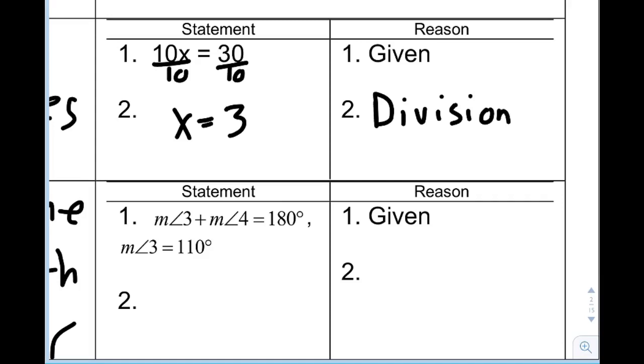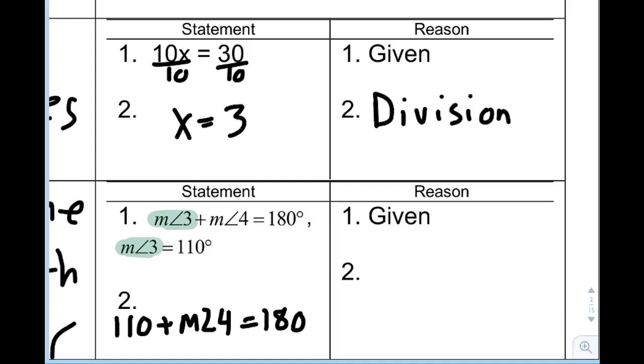This one we will use a lot. So this is an important one. Right here we've got the measure of angle 3 plus the measure of angle 4 equals 180 degrees. Then the measure of angle 3 shows up again. Anytime you know two things are equal, you can replace one with the other. So instead of saying the measure of angle 3, we're going to replace that with 110. But we can still write the rest of the equation. 110 plus the measure of angle 4 will equal 180 degrees.